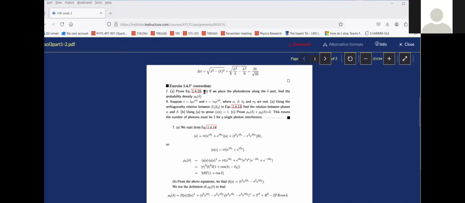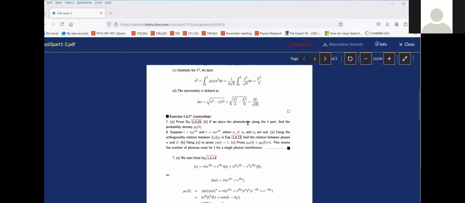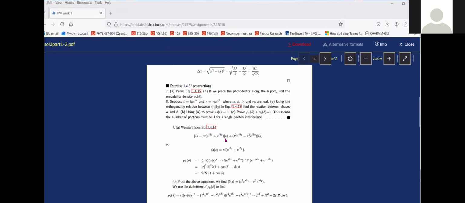And then second, if we place the photo detector along the P port or B port, find the probability density rho sub B. The textbook has it printed wrong. Put the capital letter P. Actually, this is a rho sub B and the delta like this. So many did a very good job here.